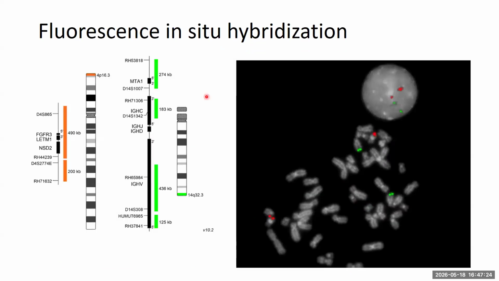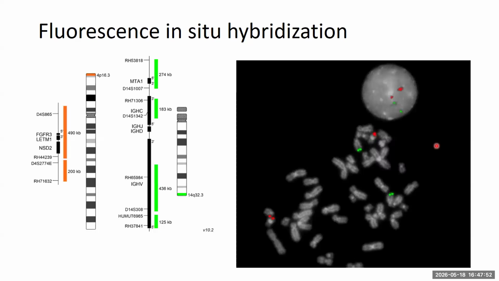So this diagram illustrates we have two different chromosomes. We have probes that are used. Here we have a green probe that attaches to the IGH region on chromosome 14, and a red probe that binds to the FGFR3 region on chromosome 4. And we know that we have two chromosomes, one from our mom and one from our dad.